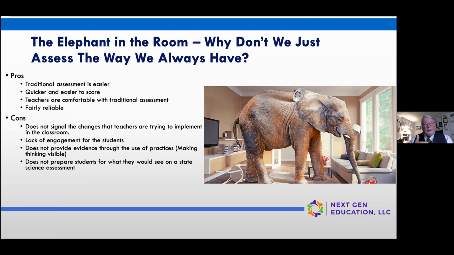And it also does not give you any evidence that you can use for meaningful assessment information of how the students are doing. And lastly, I would be willing to bet your state science assessment is going to be 3-dimensional. Your classroom assessment needs to be a 3-dimensional assessment.